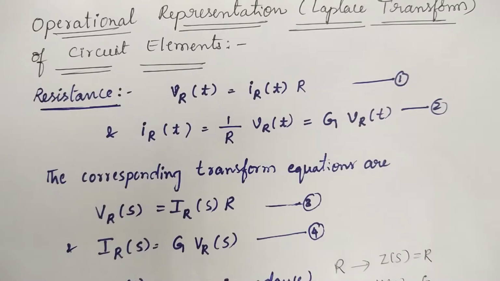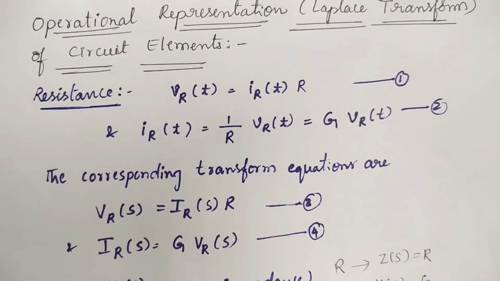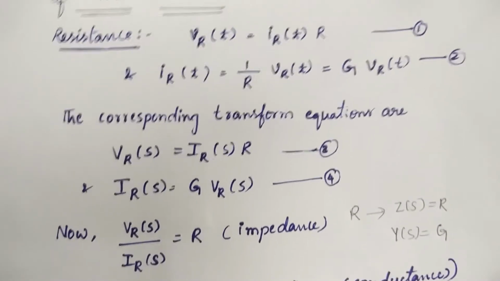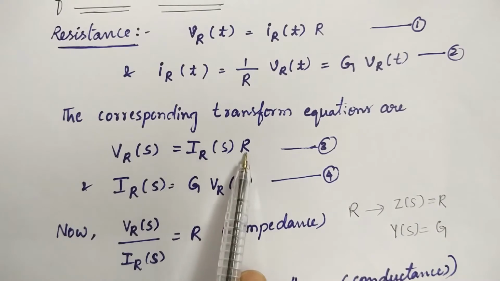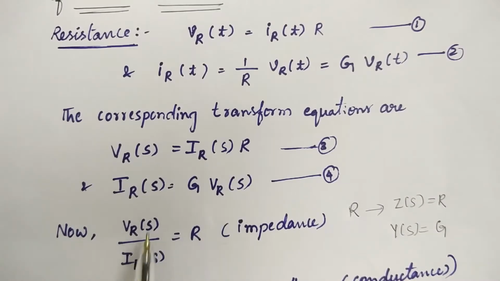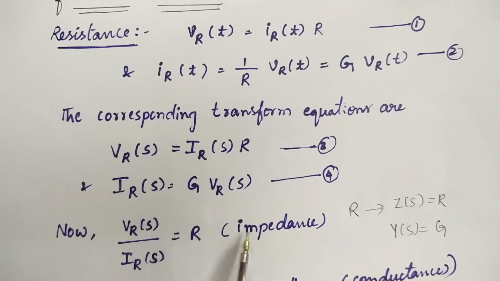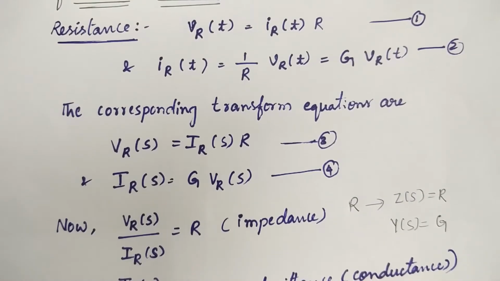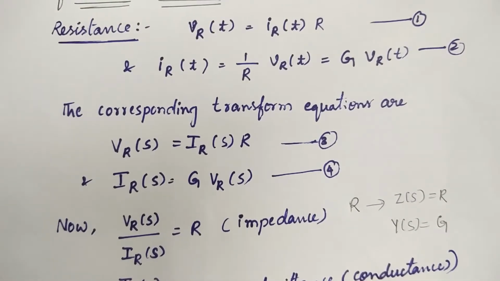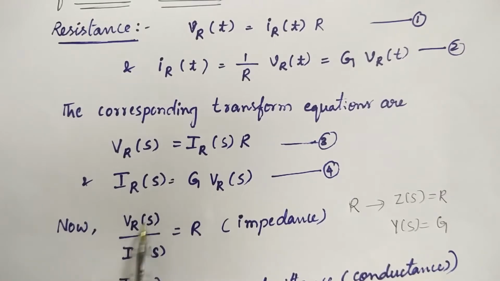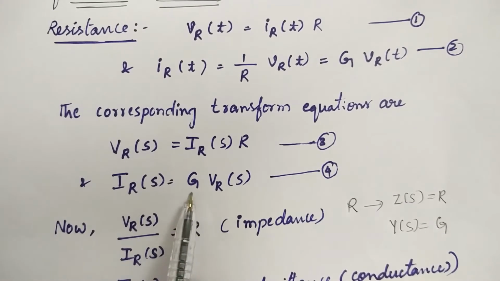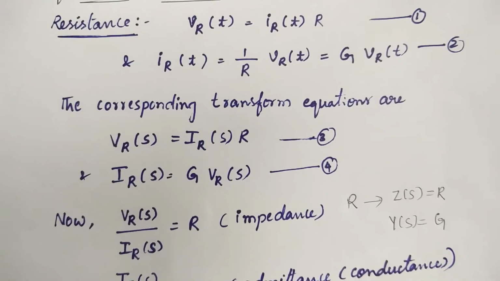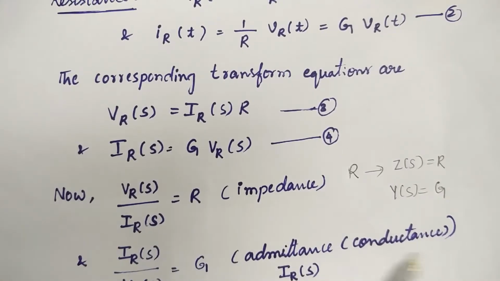Now let us find the transformed impedance and transformed admittance for the resistor. From this equation, VR of S by IR of S is equal to R. Since it is V by I, this is considered the transformed impedance. If you want to calculate the transformed admittance, take the ratio of I by V. So IR of S by VR of S is equal to G, which is 1 by R. That is considered the transformed admittance or conductance.